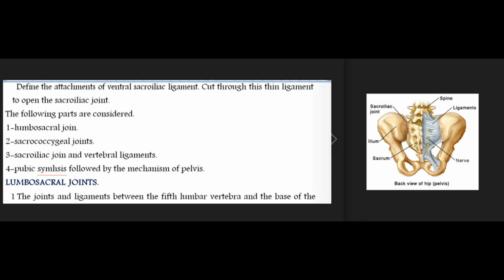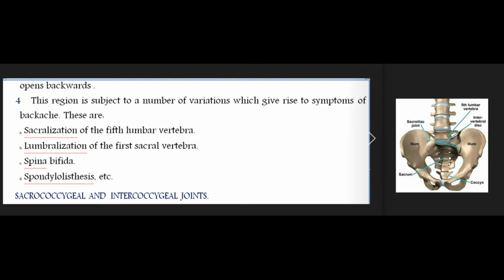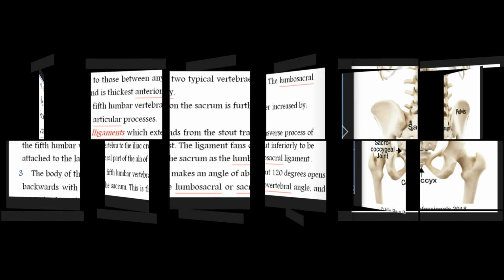Lumbosacral joints. 1. The joints and ligaments between the fifth lumbar vertebra and the base of the sacrum are similar to those between any two typical vertebrae. The lumbosacral disc is very thick, and is thickest anteriorly. 2. The stability of the fifth lumbar vertebra on the sacrum is further increased by, a. the widely spaced articular processes.